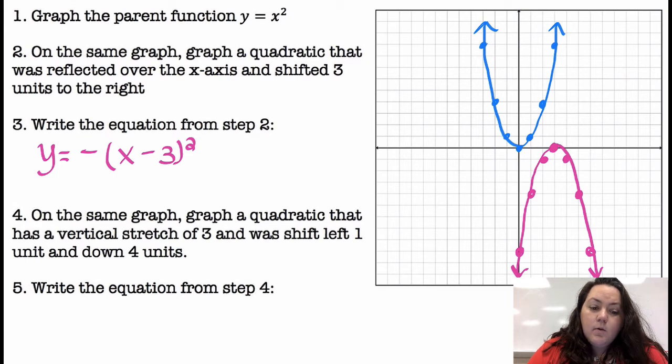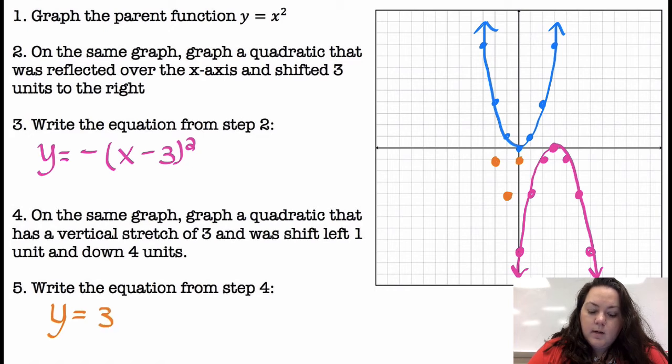All right, on the same graph, draw a quadratic that has a vertical stretch of 3 and was shifted left 1 unit and down 4 units. So I'm going to go left 1, down 4. That's my new vertex. And a vertical stretch of 3. It was 1, 1. Now I'm going to go over 1, up 3. Then I went over 2, up 4. Now it's going to be over 2, up 12. I can't really fit that on there, so I'm just going to use those points.